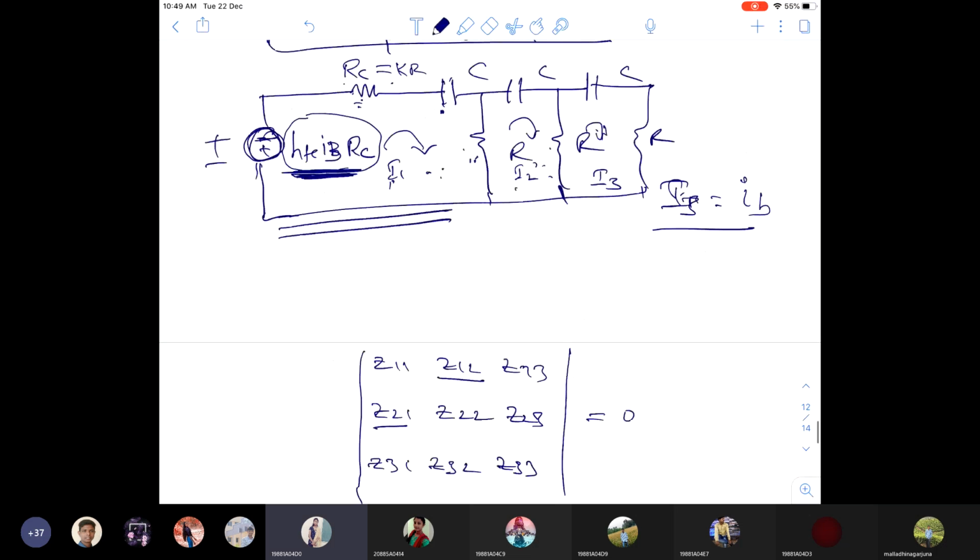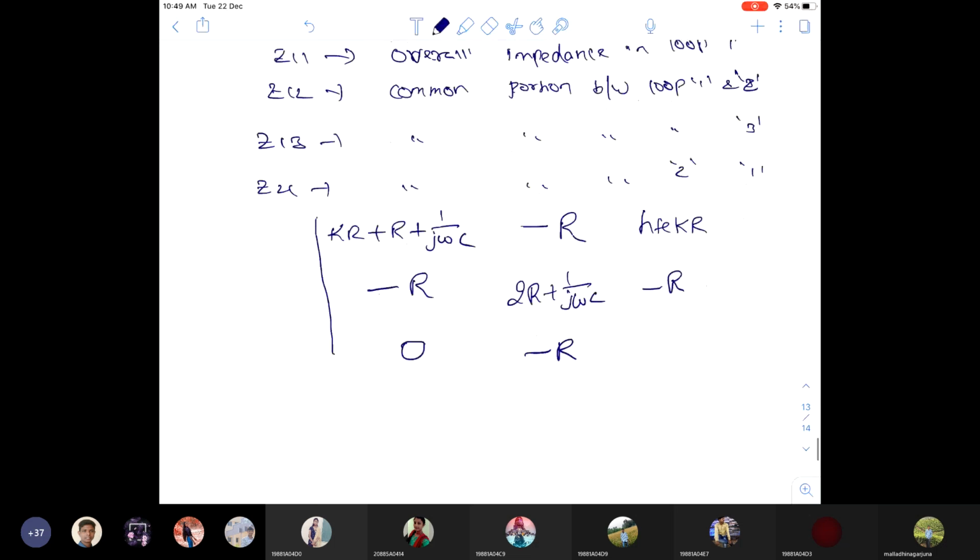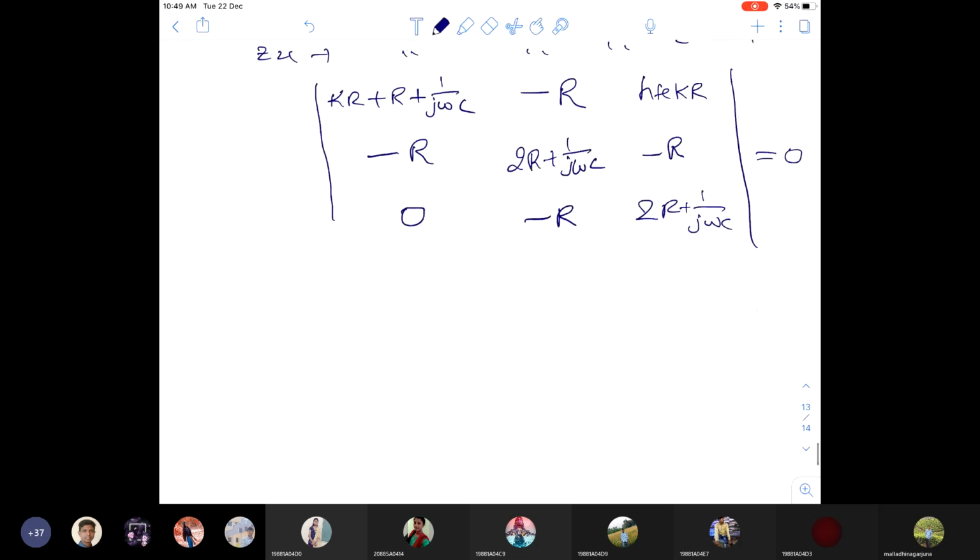The third loop total, what is there? Only the third loop. The total impedance in the third loop: resistors, 1 capacitor, 2R plus 1/j omega C, equal to 0. This is the determinant. Now you calculate that and you will get the condition. Separate the imaginary part and the real part, and calculate.